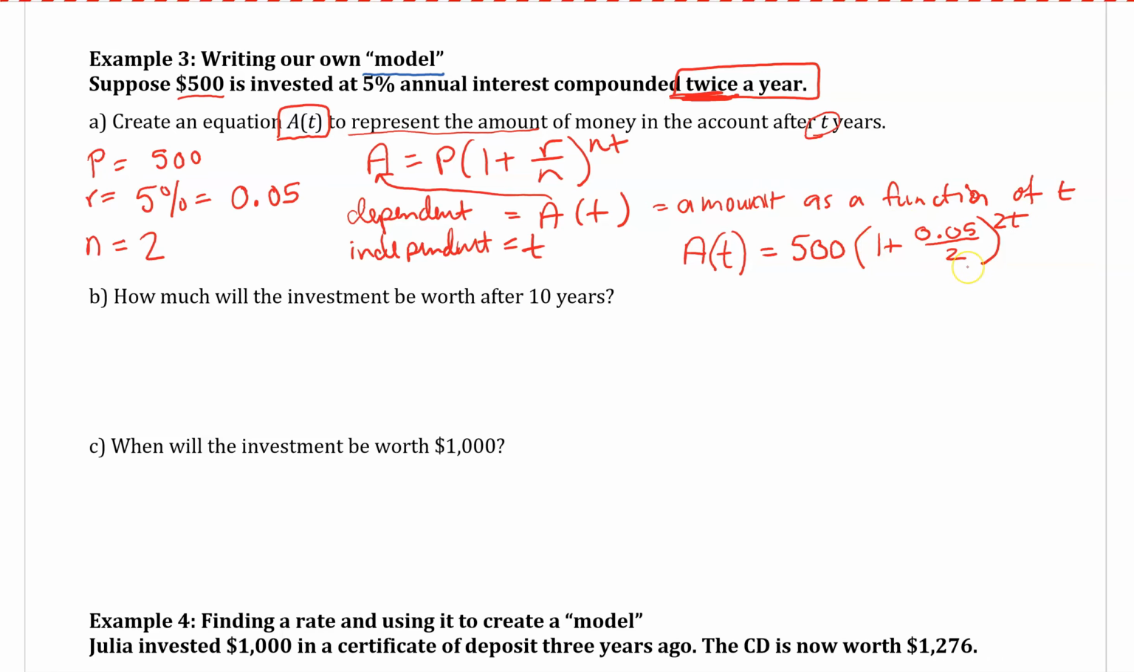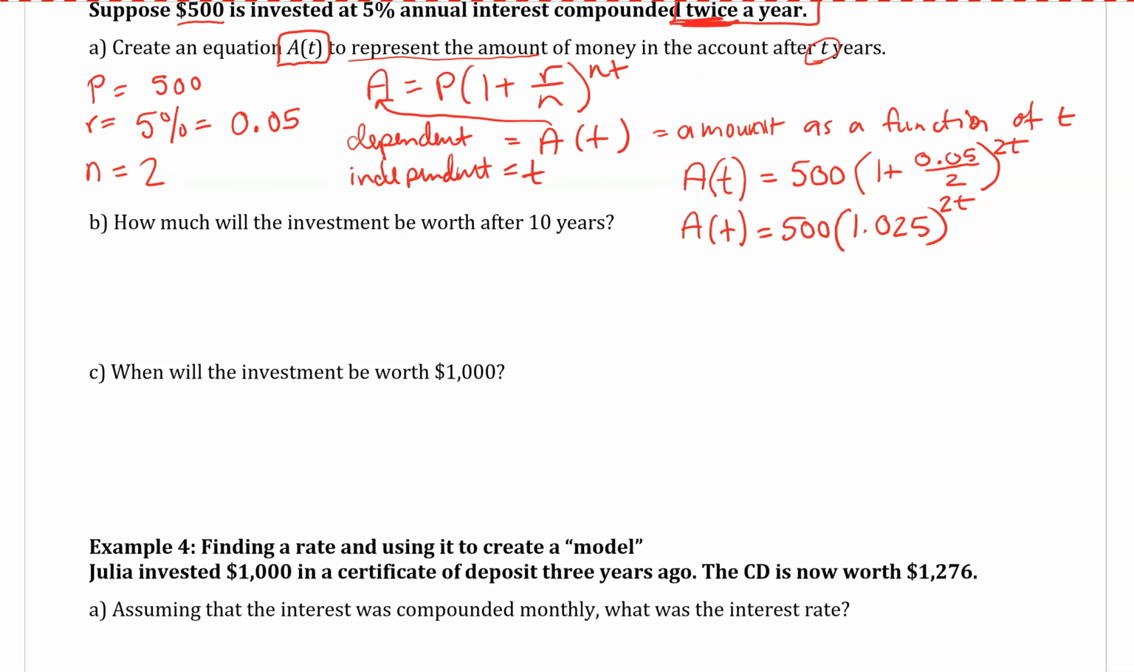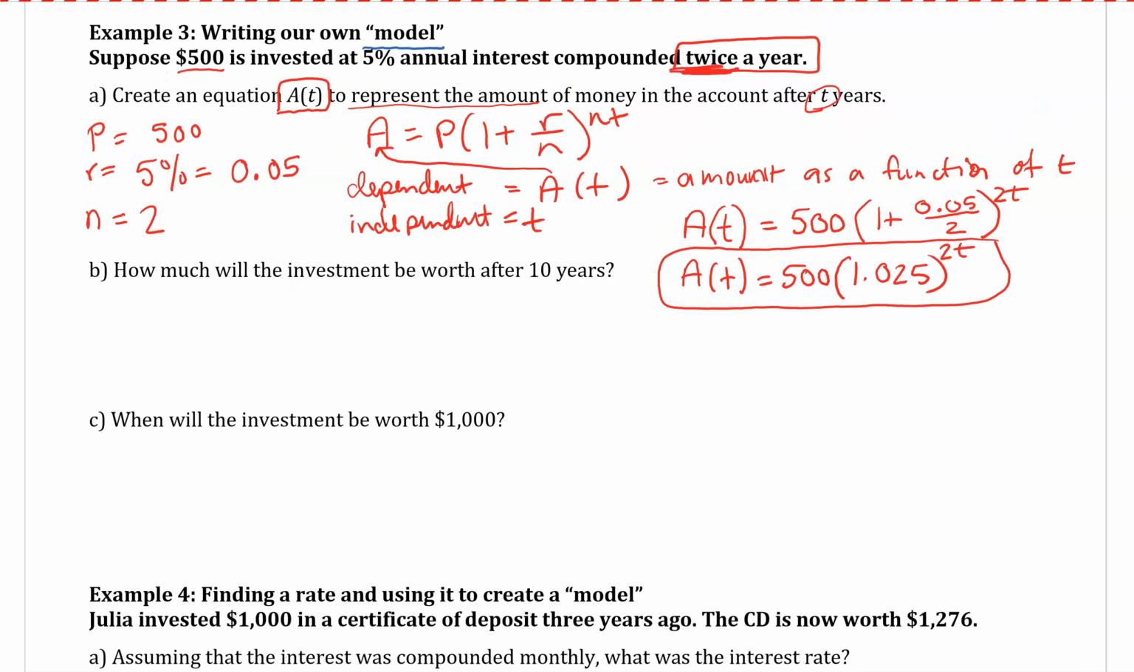And let me simplify this a little bit. So I get A of T, final amount as a function of time, is equal to my initial investment times the rate 1.025. So it's basically 102.5% to the power of 2t. So that's our function, right? This is our model, you could say, for example 3. And I can use it to answer parts B and C.